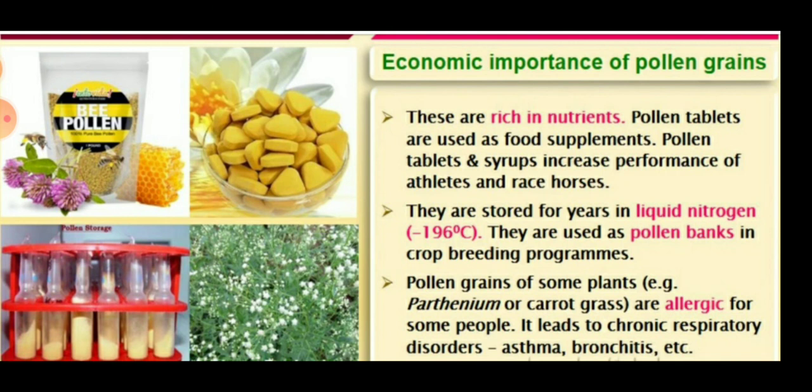And pollen grains of some plants like Parthenium, carrot grass, are allergic for some people. It leads to chronic respiratory disorders like asthma, bronchitis, etc.